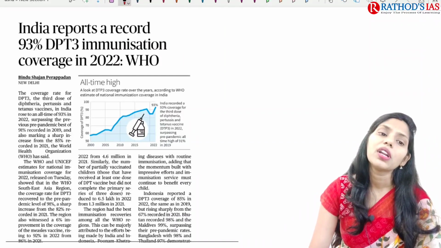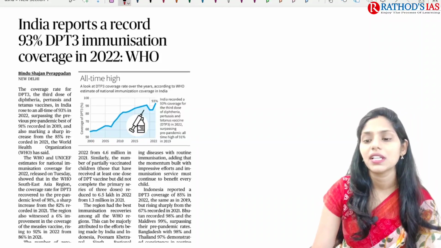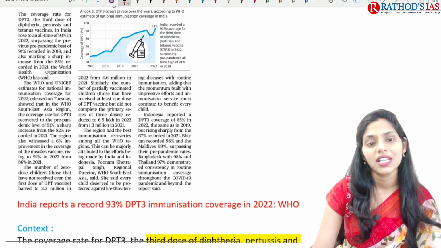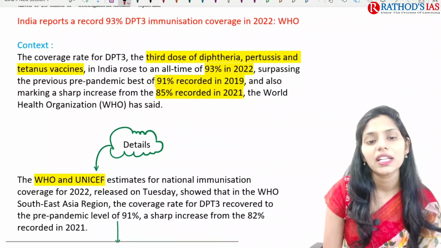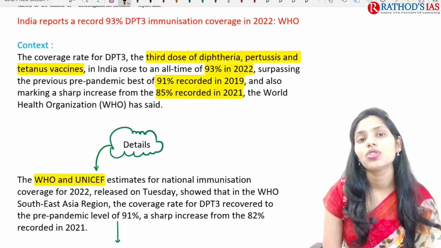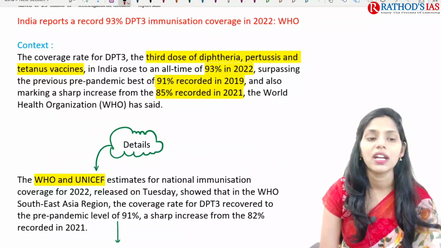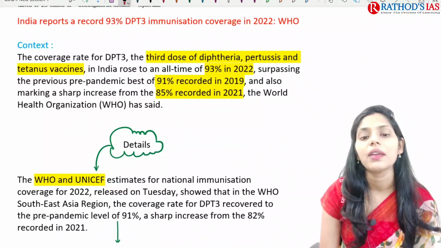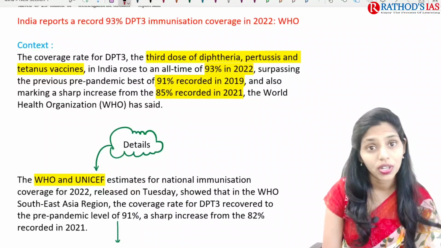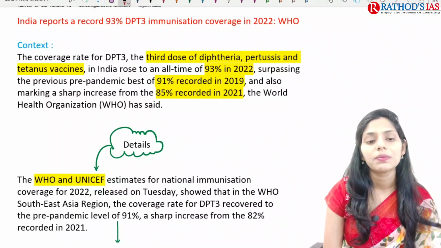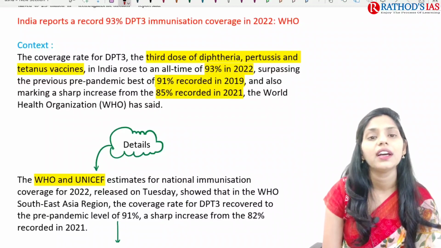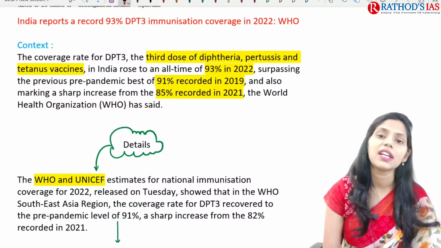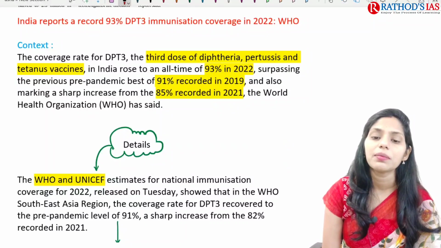Next topic is about India reporting a record 93% of DPT3 immunization coverage in 2022, says WHO. If you see the details, it says that the third dose of diphtheria, pertussis and tetanus vaccines in India rose to an all-time high of about 93% in 2022, surpassing the previous pre-pandemic best of 91%. And here there is a sharp increase from 85% seen in 2021 to 93%.